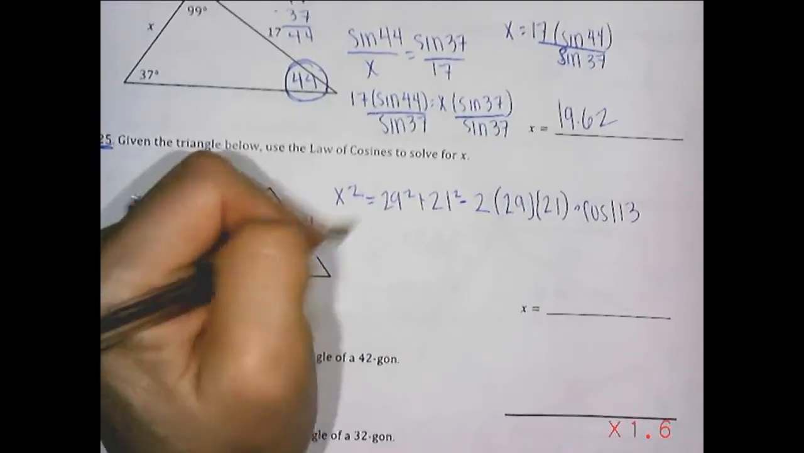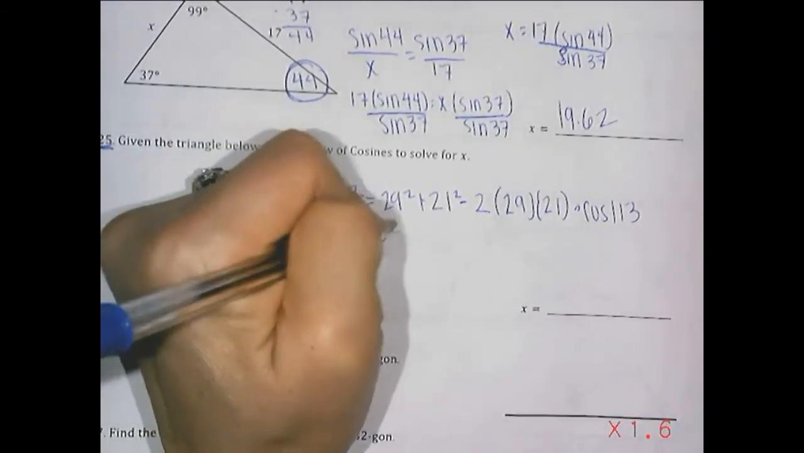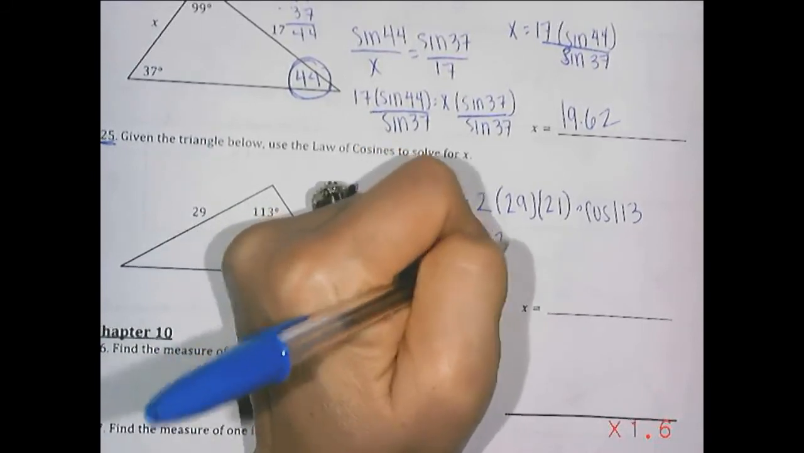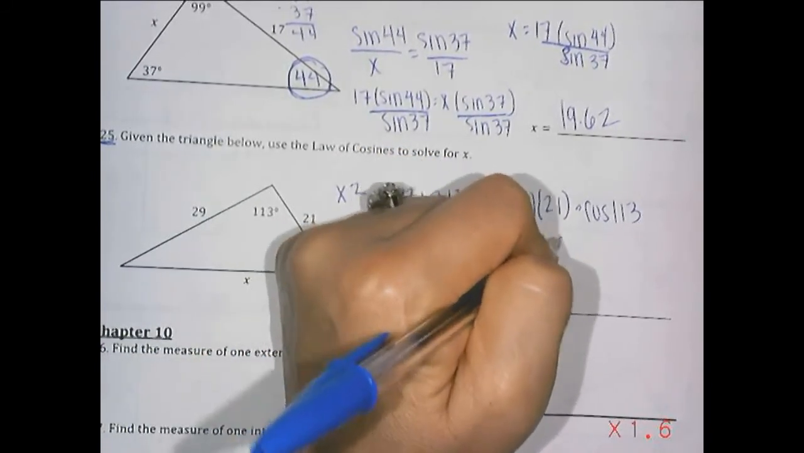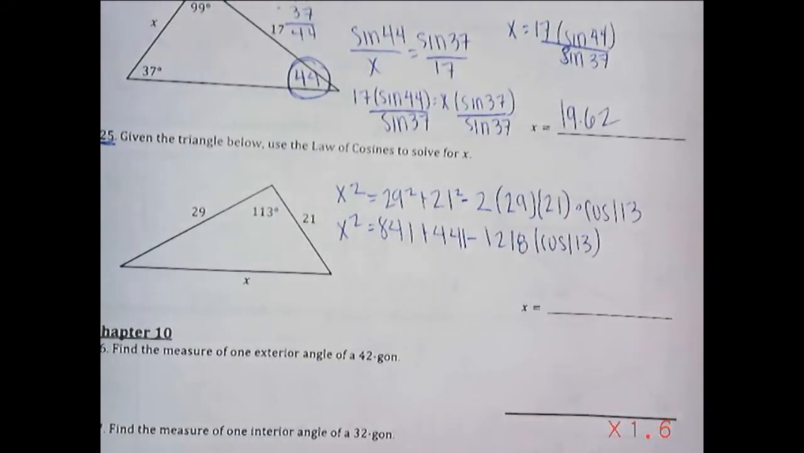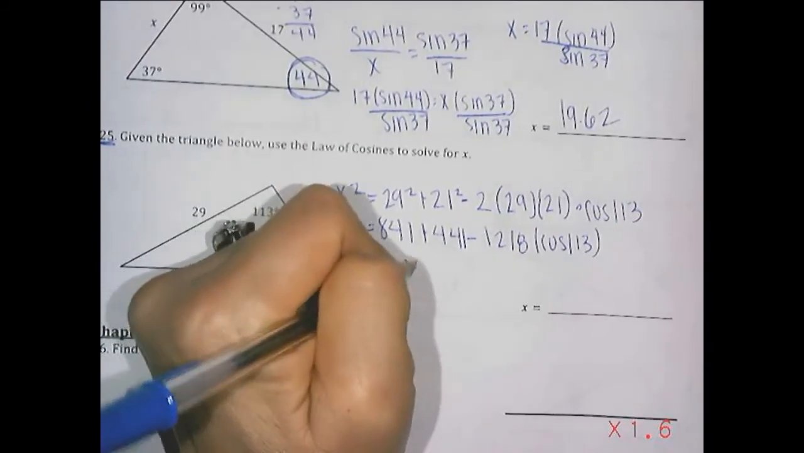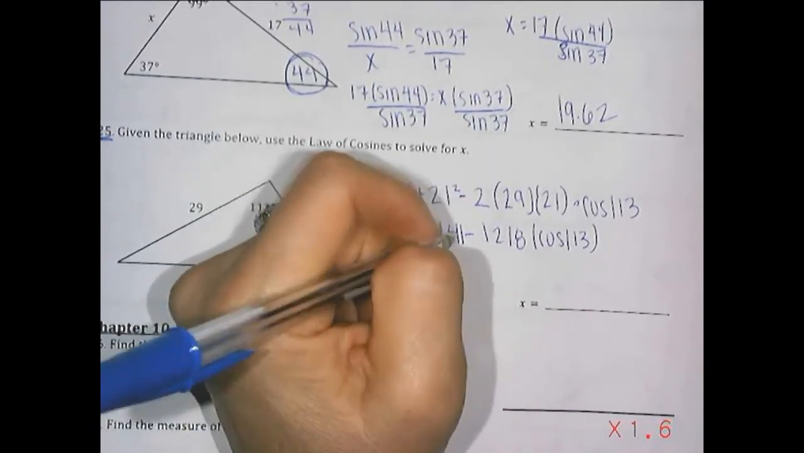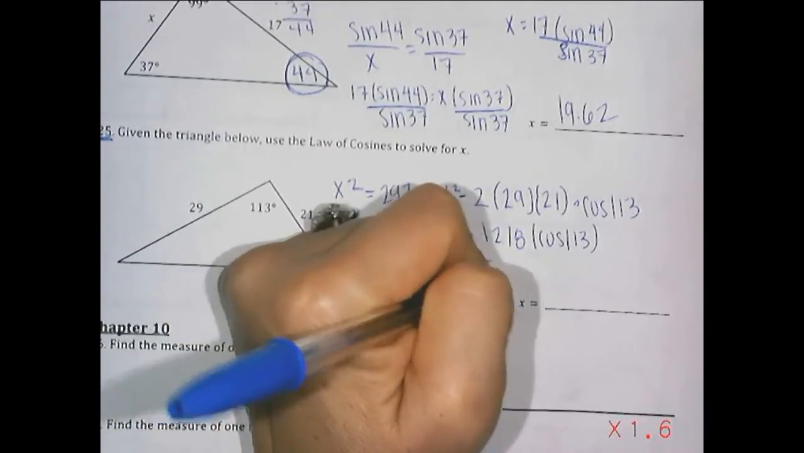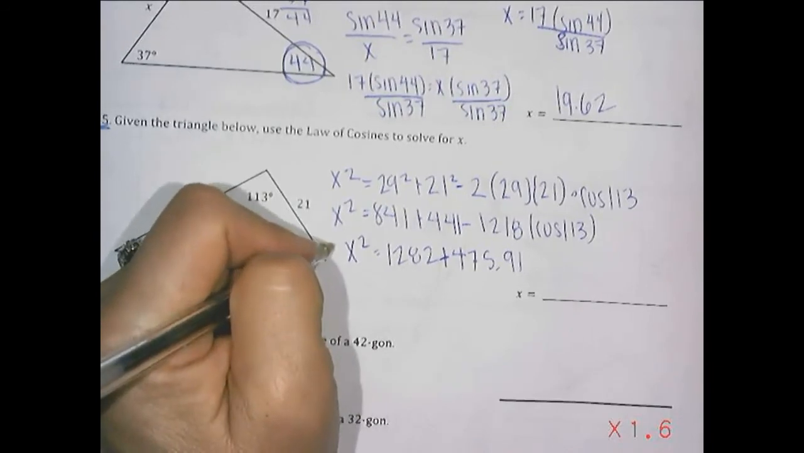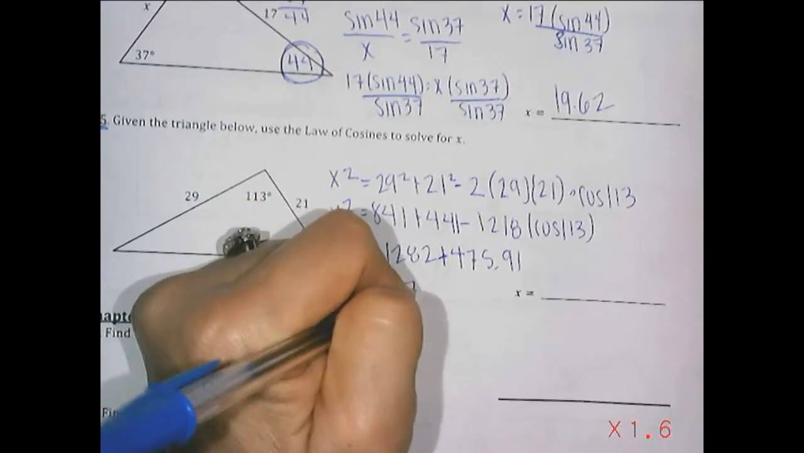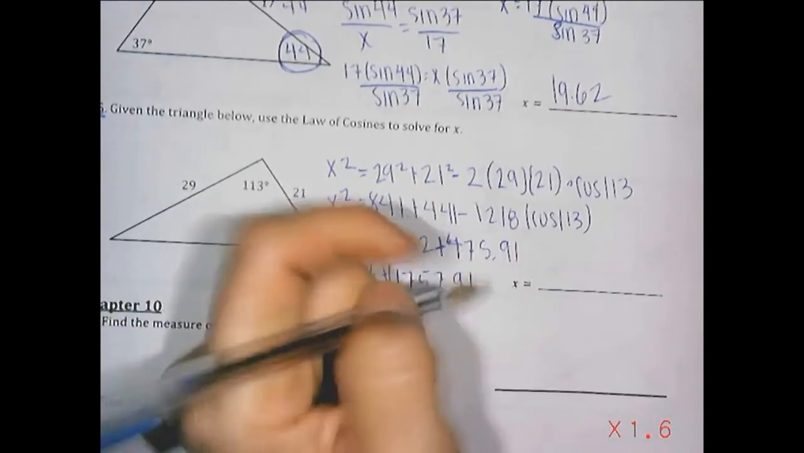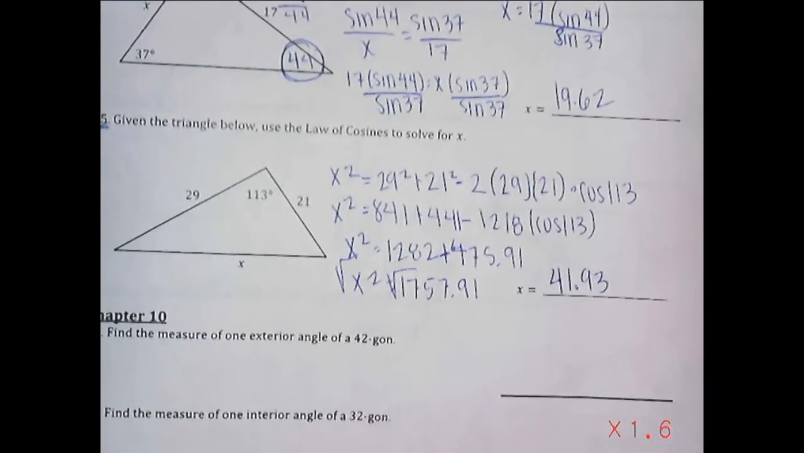Okay, so we're going to have x squared equals 841 plus 441 minus 1,218 times cosine 113. All right, that simplifies down to x squared equals 1282 plus, when we multiply those, we end up with a positive 475.91. Oh, whoops, that's going to be x squared equals 1757.91. Then you'll take the square root, and you will get 41.93. And that is it for this section.